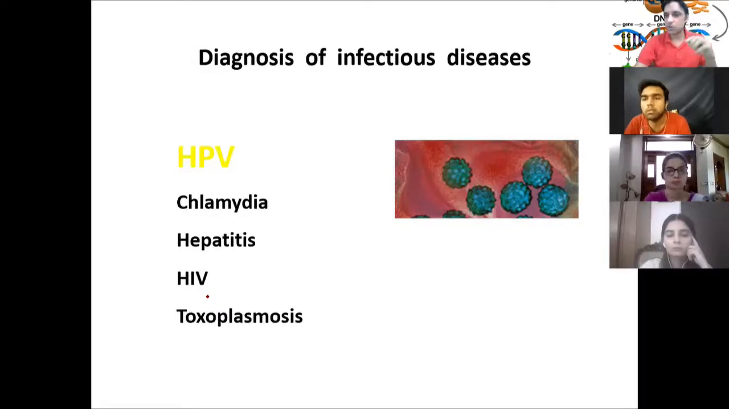All you need to do is to design primers which can specifically bind with a sequence of HIV, and that's all. If the HIV is present, the primer will bind and amplify. If HIV is not there, the primers will not bind and will not produce any PCR product.